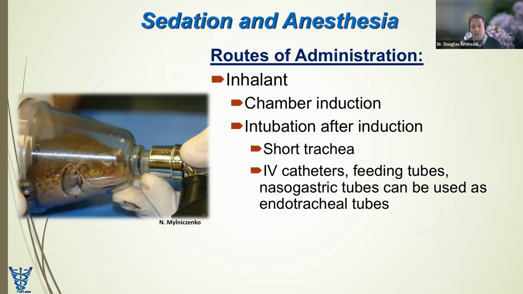And then inhalation is another route that we can use as well. We can do chamber inductions, and there's a variety of different ways that we can create chambers for inhalation anesthesia. Quite often we'll intubate after induction for longer procedures. The big thing with amphibians is they have a very, very short trachea, so you have to be aware that we don't inadvertently intubate into one lung. A variety of different things can be used for endotracheal tubes, so things like IV catheters or red rubber feeding tubes tend to be my favorites for intubating. Nasogastric tubes can also be used as endotracheal tubes.